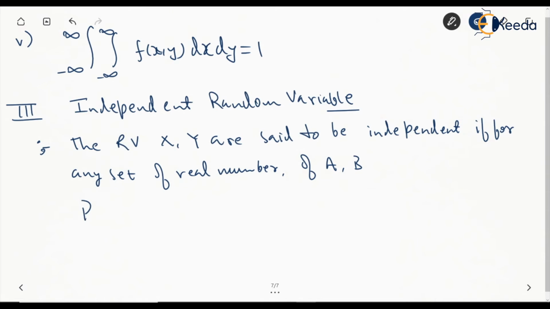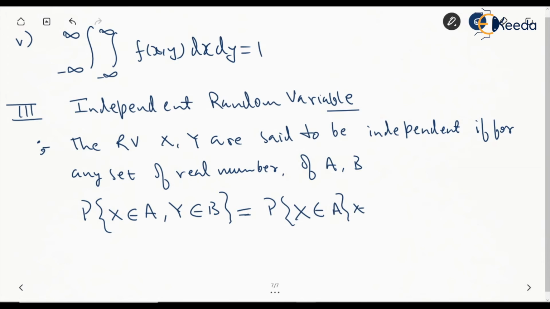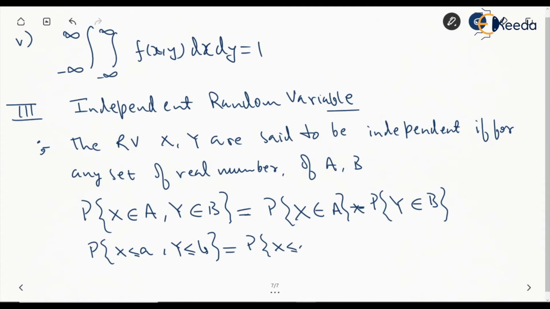then in that case the probability of x belonging to A and y belonging to B is given as the probability of x belonging to A times the probability of y belonging to B. And this can also be extended: the probability that x is less than or equal to a and y is less than or equal to b will be the probability that x is less than or equal to a times the probability that y is less than or equal to b.